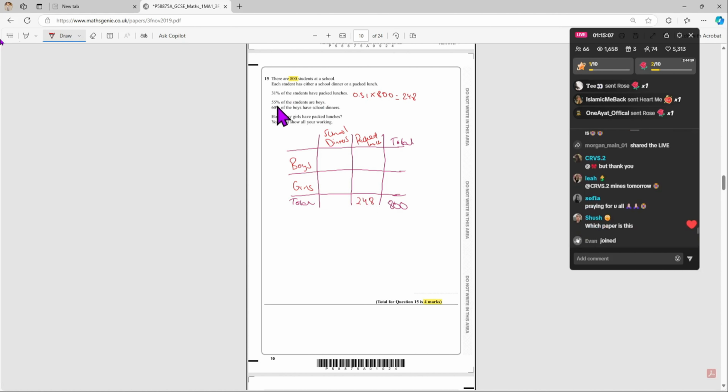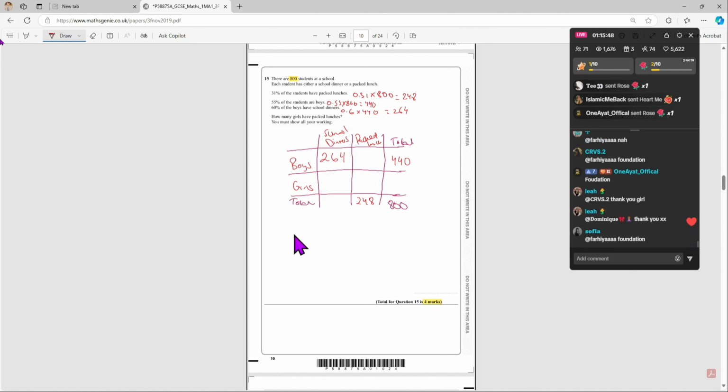Now 55% of the students are boys. So we do 0.55 times 800 to get 440. That means the total number of boys is 440, so 440 goes over here. And lastly, 60% of the boys have school dinners. There are 440 boys in total, so we do 0.6 times 440 to get 264. So 264 goes over here in school dinners.